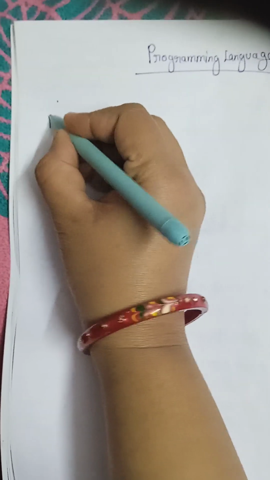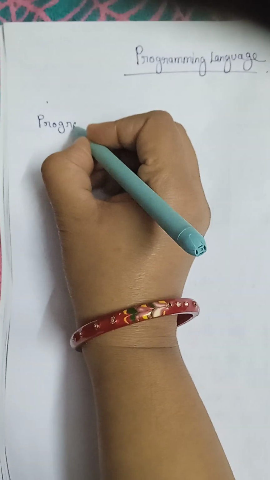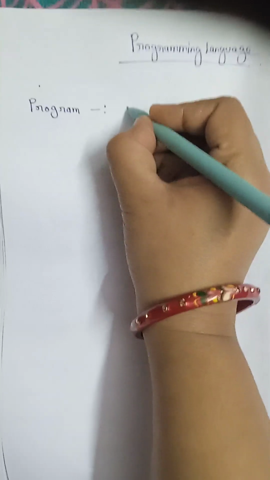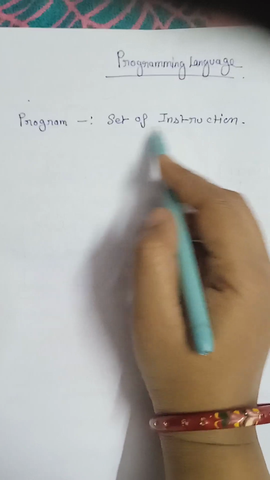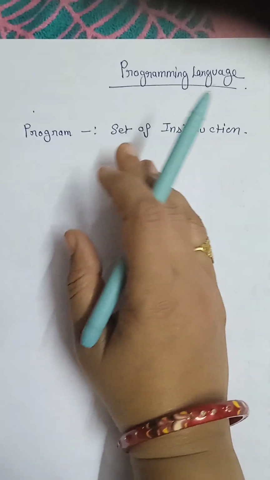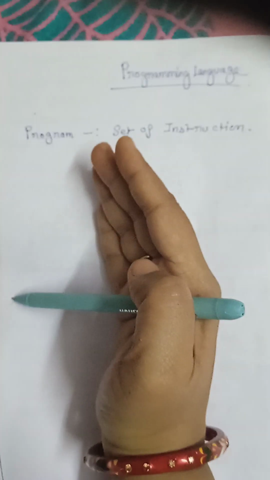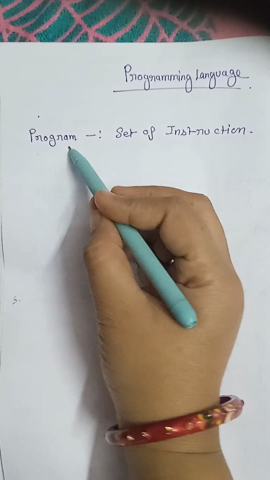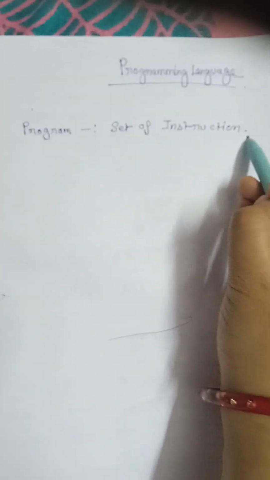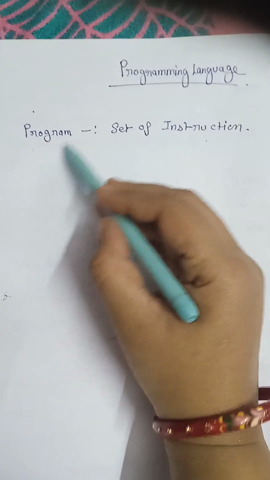Our next topic is programming language. First we have to know what is a program. What is a program? A set of instructions which we give to the system is known as a program. When we talk about computer programming language, it is a set of syntax which we give to the system and it will give the output. So what is a program? It is a set of instructions which we give to the system, that is a program.